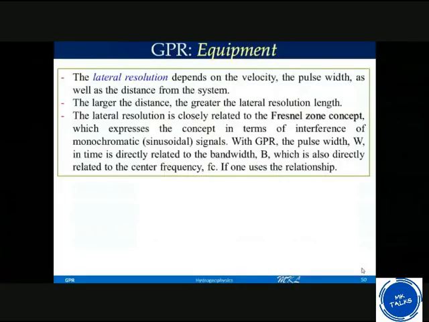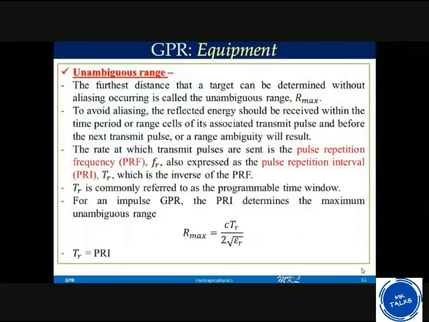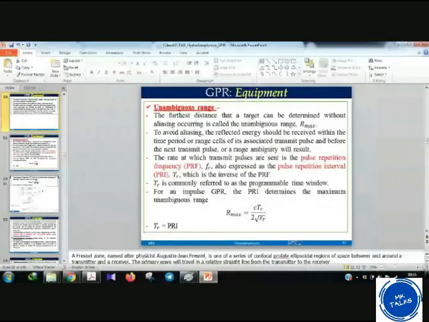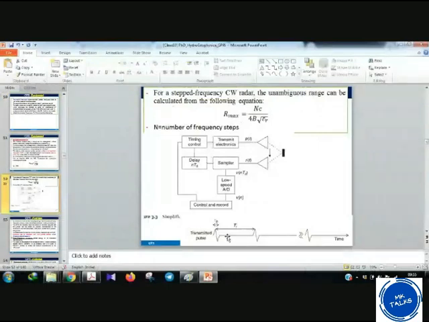One more thing is the unambiguous range. The farthest distance at which a target can be determined without ambiguity is called the unambiguous range, or Rmax. Rmax depends on the pulse repetition frequency, how many times you are giving the pulses, and the pulse repetition interval. So what is pulse repetition frequency, pulse repetition interval? This is tau p, the transmitted pulse. The basic principle of pulse or impulse radar, or impulse GPR, is based on the time-domain technique.